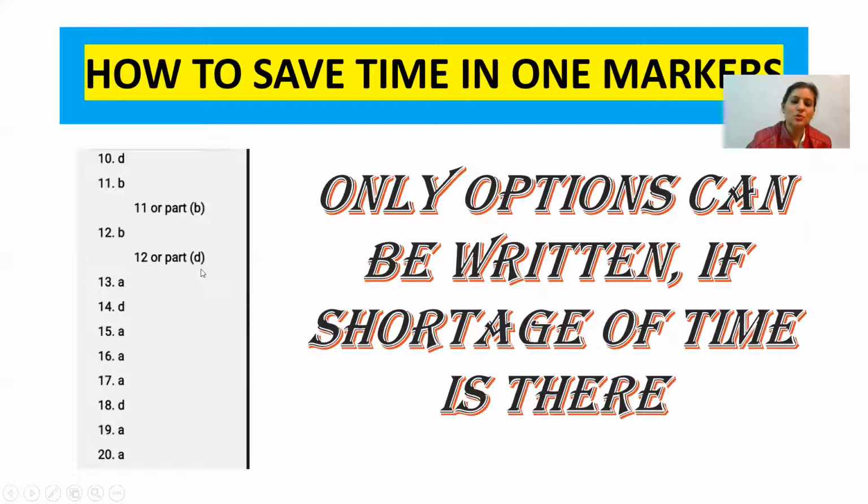Whether it is a question of 1 mark, 3 mark, 4 mark or 6 mark, two internal choices will be there in each type of question. 2 internal choices will be there in 1 markers. 2 internal choices will be there in 3 markers. 2 internal choices will be there in 4 markers. 2 internal choices will be there in 6 markers.